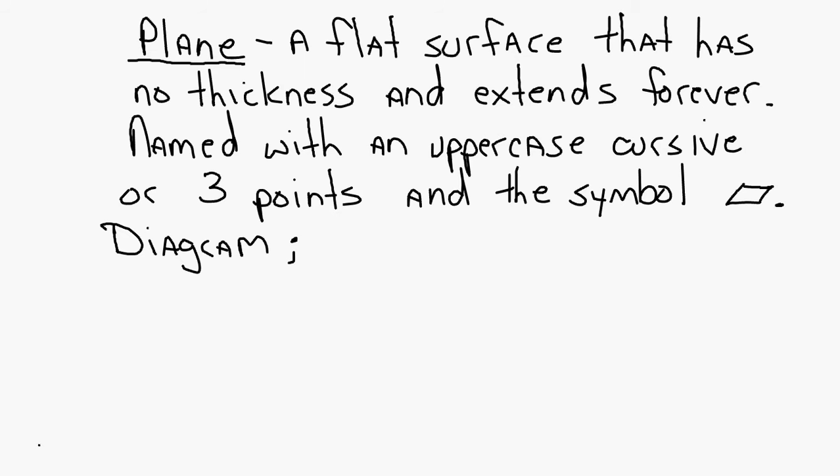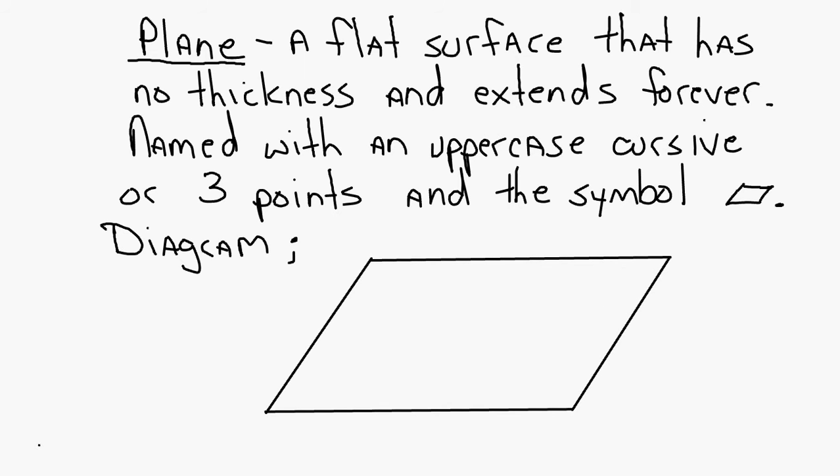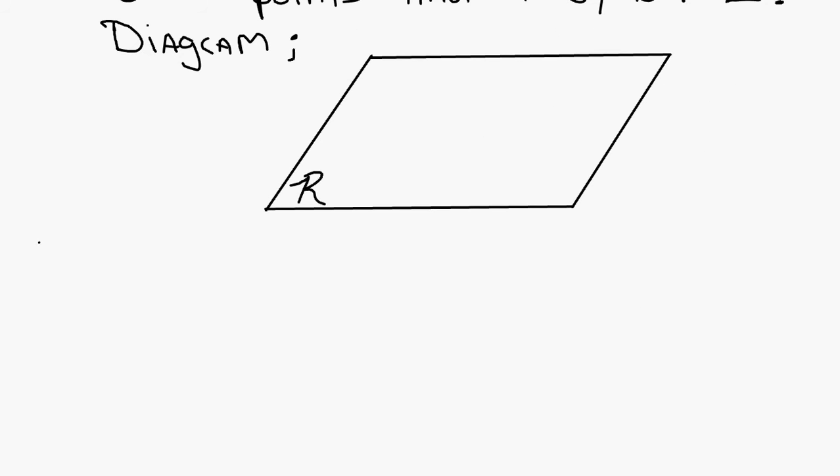The diagram would look something like that. That's an uppercase cursive R, so that could be plane R. We could also call this plane ABC. Having fun yet?